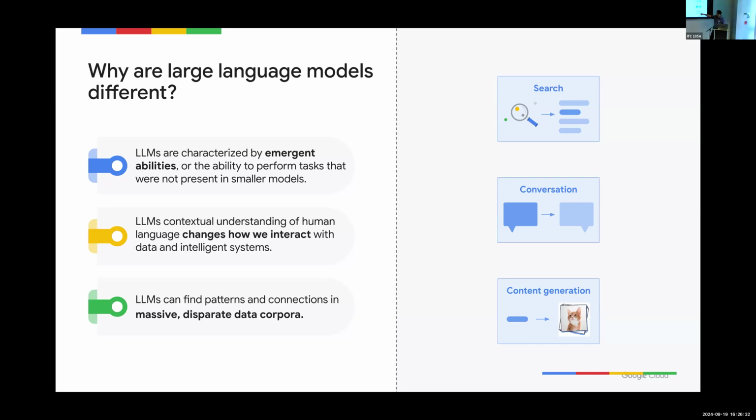The other piece is that it has a contextual understanding of how human language works. You will see it as you build the chat application today, where it knows that you're talking to it. It has the context. It's not like you just throw something and get one answer and the conversation stops. And then lastly, massive disparate data. It can find connections between them.